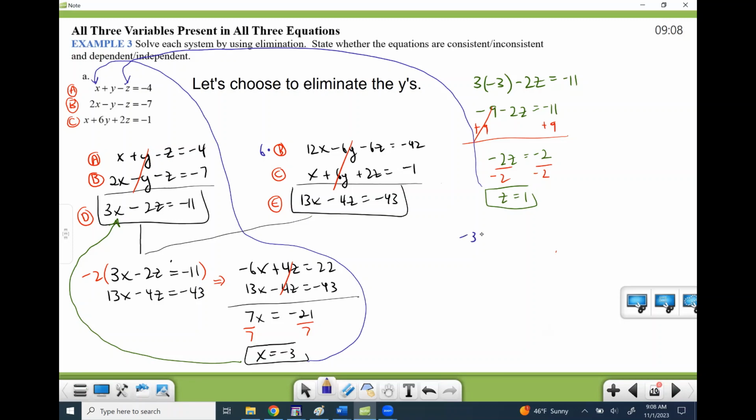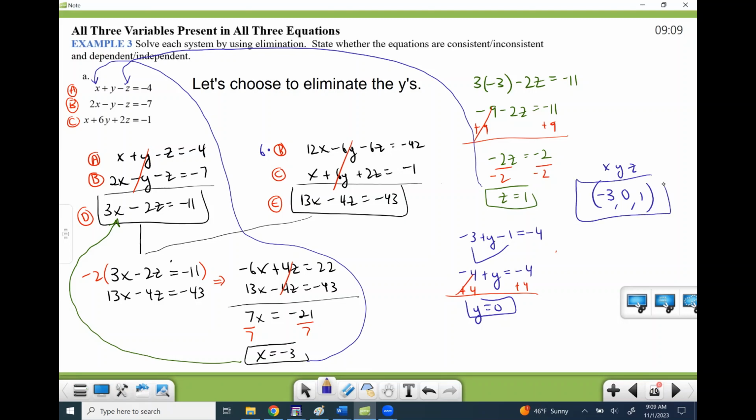So we've got -3 plus y minus 1 equals -4. And so we'll go ahead and add 4 to both sides. Now, that gets us 0. So we want to write out the solution as an ordered triple. So the ordered triple that would be a solution to this equation, we have to go alphabetically, right? X, Y, Z. So this would be the ordered triple where all 3 planes intersect.